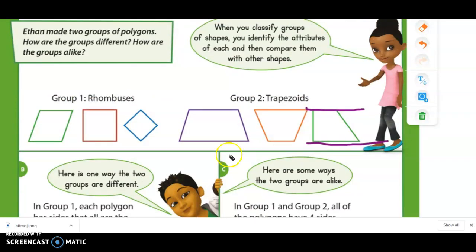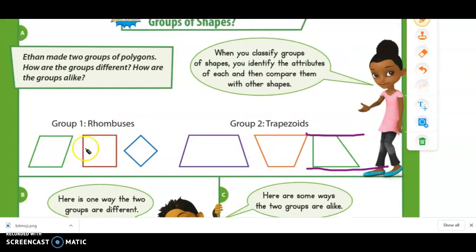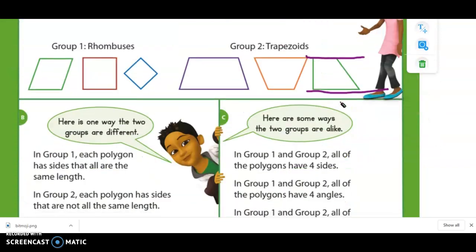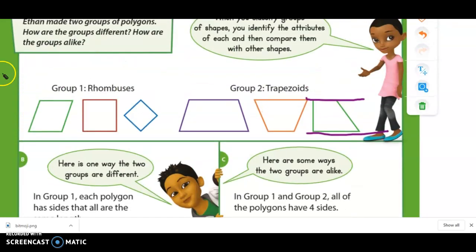Think about how they're alike or different. Well, all the shapes have 4 sides, even though they're in different groups. There are sets of parallel sides in both shapes. Even though trapezoids only have 1 set and rhombuses have 2, there still are parallel lines in each shape in both of those groups.